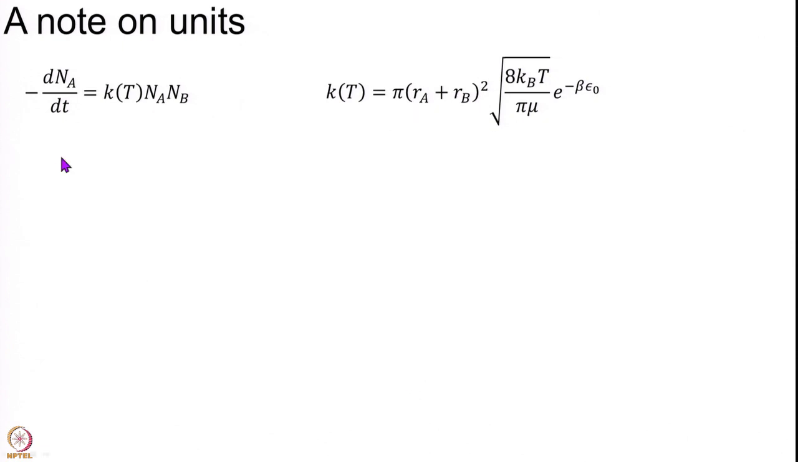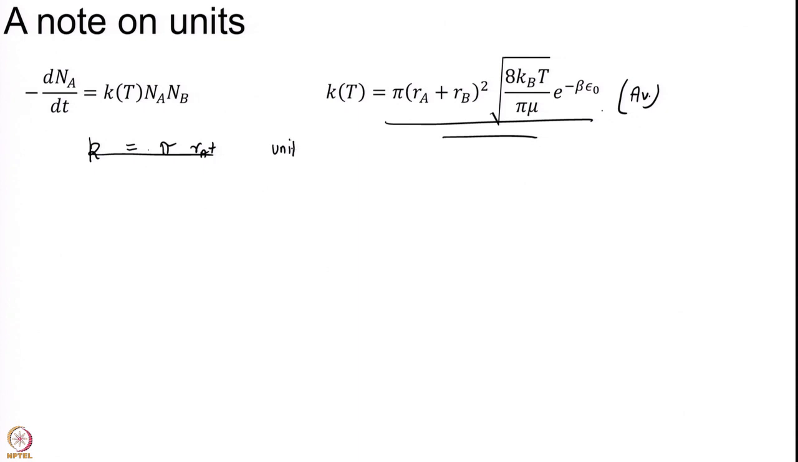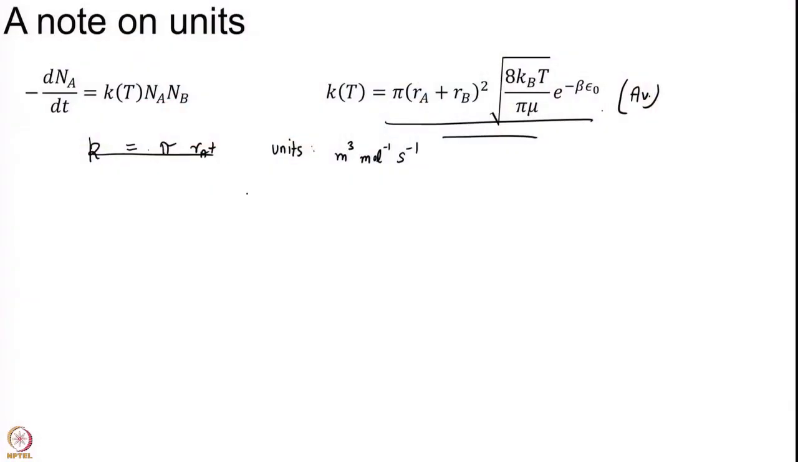But still I have to be careful. The k that I have written is basically this thing into an Avogadro number, and the units are so far meter cube mole inverse second inverse. And what do I want it in? I want it in liter mole inverse second inverse. So, there is still a little bit of a change I need. How do I do that? You remember, how are meter cube and liter related? 1 meter cube is 1000 liters.